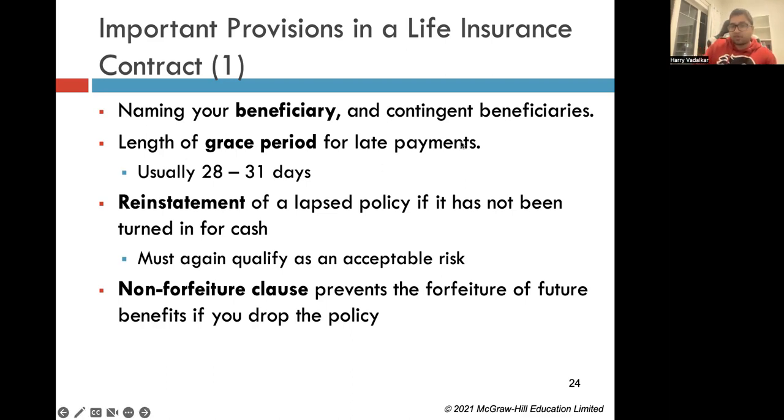The length of the grace period for late payments is usually 28 to 31 days. So if you do not pay a premium, they will give you 28 days to pay it. If you don't pay, the insurance policy will stop. Reinstatement of a lapsed policy, if it has not been turned in for cash, is possible, but you must again qualify as an acceptable risk. So do not stop paying your insurance premiums. The non-forfeiture clause prevents the forfeiture of future benefits if you drop the policy.